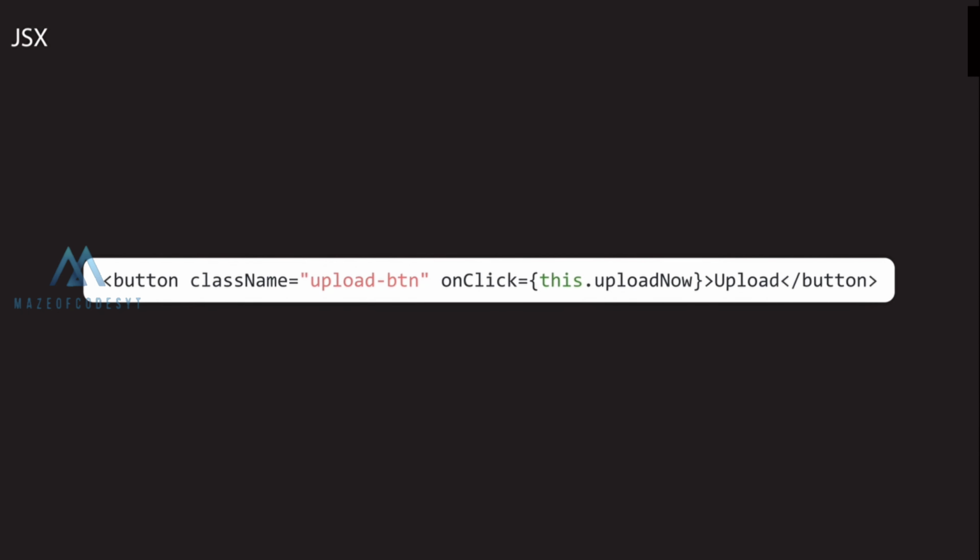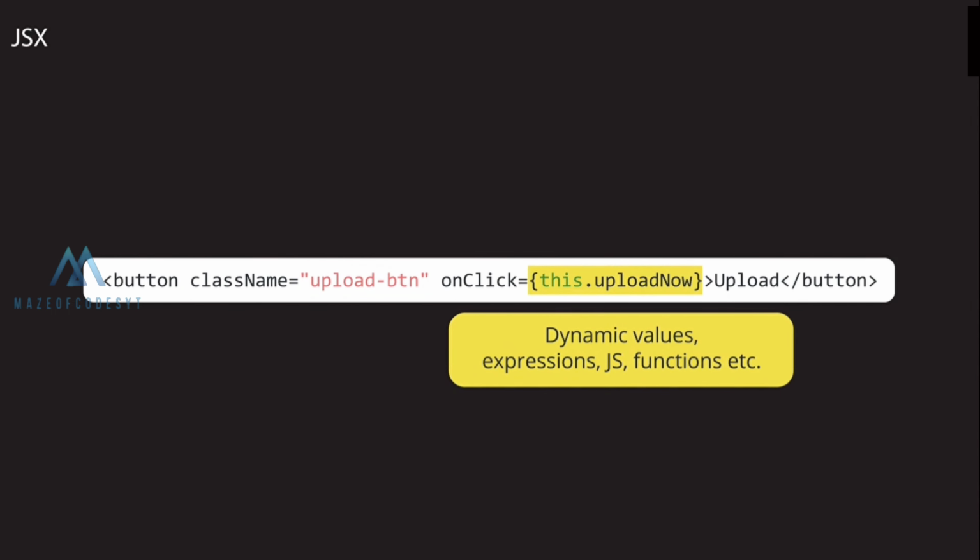Now, every attribute must have a value. Static string values can be expressed in a pair of double quotes, like how you would in HTML. Dynamic values, on the other hand, are expressed in a pair of curly braces. The value within curly braces can be an expression and hence allows you to use standard JavaScript to access values, invoke functions, and more.